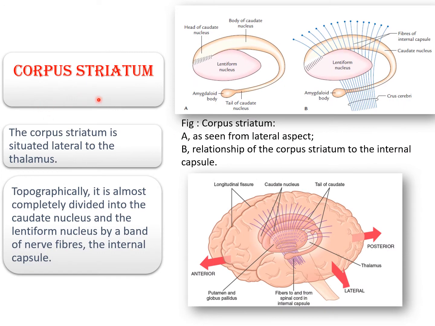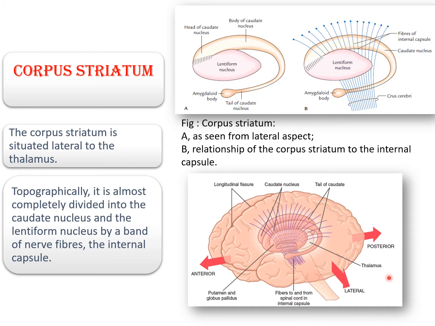Corpus striatum. So corpus striatum is situated lateral to the thalamus and topographically it is almost completely divided into caudate nucleus and lentiform nucleus by a band of nerve fibers that is known as internal capsule. So this one is a caudate nucleus, this one is thalamus. So corpus striatum is situated lateral to the thalamus.